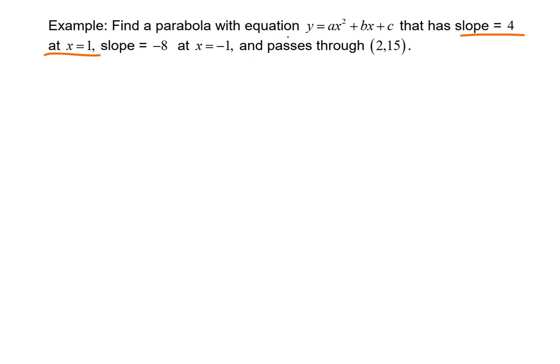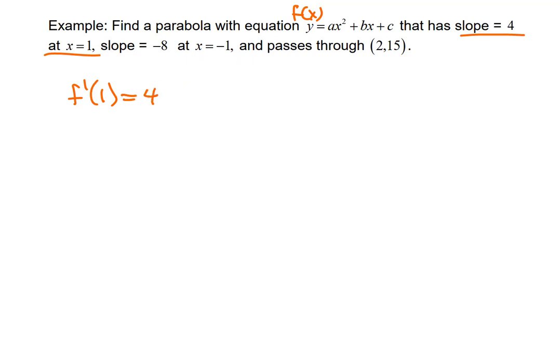A parabola is a curve, right? So when you say the slope of the parabola, you're really talking about the slope of the tangent line to it at some place. First of all, instead of using y, I think it's more convenient to use function notation. So we're going to call it f of x. Really, this means that f prime of 1, right, the slope at x equals 1, that's the derivative at 1, equals 4.